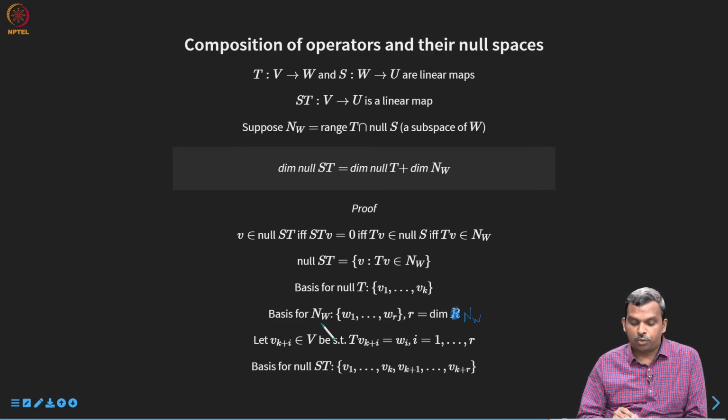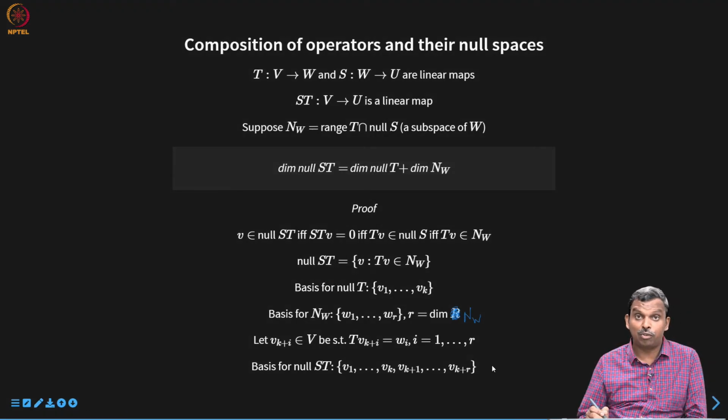You take a basis vector for the basis for NW, figure out solutions for the equation Tv equals the basis vector, and add it to the null vectors, the null basis. You should get the basis for null of ST. So I will leave out some technical aspects of the proof to you. If you are interested, you can fill it out, otherwise it is also okay. But the most important result is this: NW naturally enters the picture in W, and the dimension of null of ST is the dimension of null of T plus the dimension of NW, and the basis is formed in this fashion. From here you can see dimension of null of T comes in, and dimension of NW comes in after that.